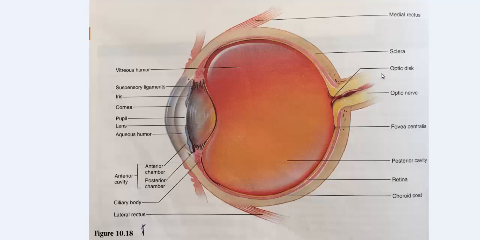Okay, so up next is the optic disc, which is just around here. The optic disc is the region in the retina of the eye where nerve fibers exit to become part of the optic nerve.